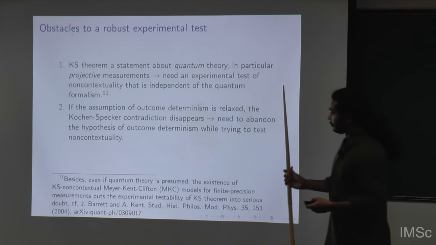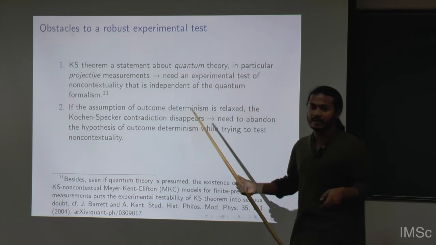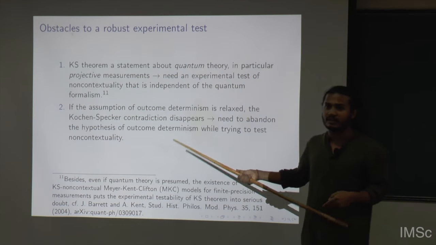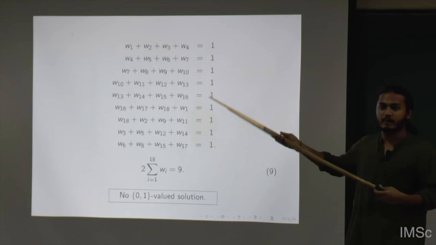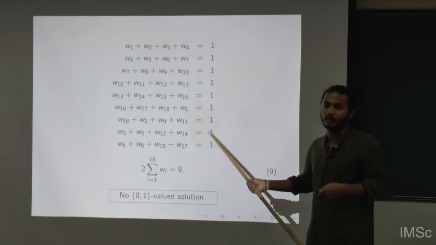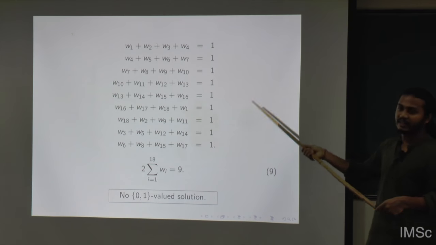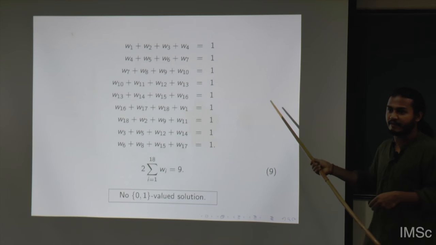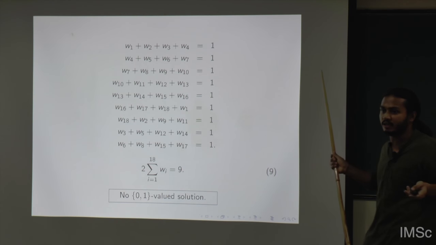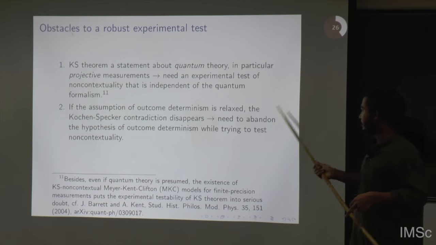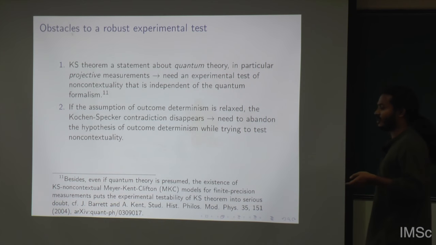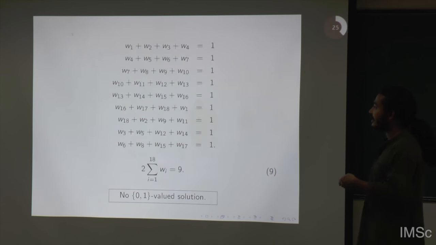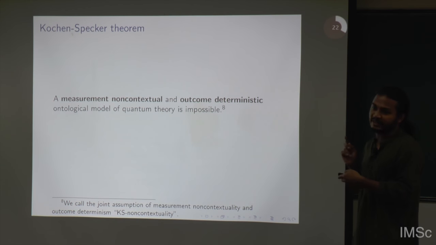your results will still hold. The second is that if the assumption of outcome determinism is relaxed, then the Kochen-Specker contradiction disappears. So here, if these values were allowed to be any probability, then you don't have this contradiction, right? You can always assign probabilities to these such that this is satisfied. So if I remove outcome determinism, I can preserve measurement non-contextuality and I'm fine. So we want to abandon this outcome determinism assumption because it doesn't let us test contextuality, because this says that you have to give up one of the two things, either measurement non-contextuality or outcome determinism.